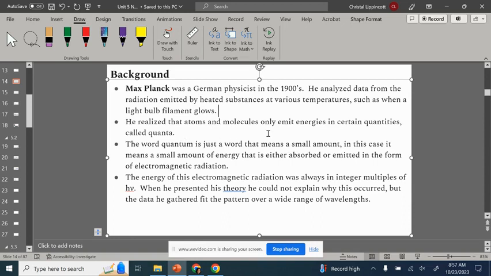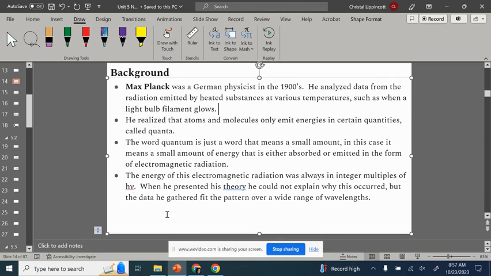And we talked last week about a photon. The energy of that electromagnetic radiation is always an integer multiple of hν. And we need to talk about what h and this ν is. It's not really a V, it's what they called it last week, the Greek letter nu. Yep. And it stands for frequency. And then he set up his theories from there. Okay.